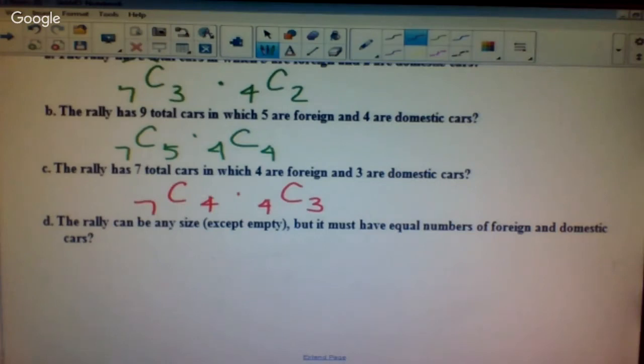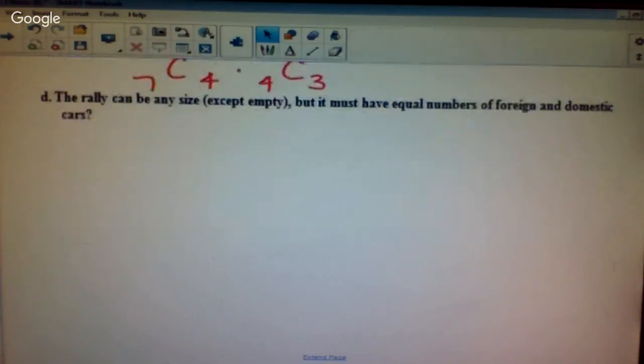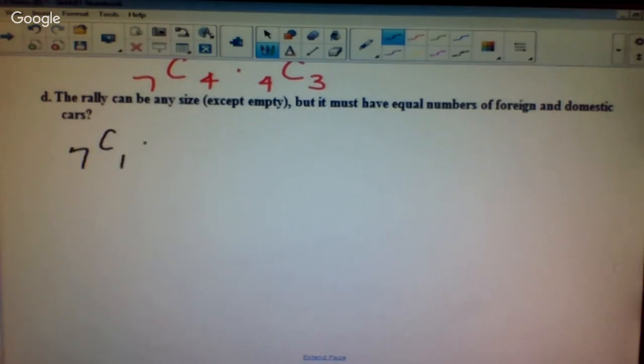Think about what this means before we start writing this out mathematically. The rally can be any size except empty. I can't have a rally with no cars at all. But it must have an equal number of foreign and domestic cars. So if I have to have an equal number of foreign and domestic, I can have what? 1 and 1. So I write that as 7C1 and 4C1. What else can I have?